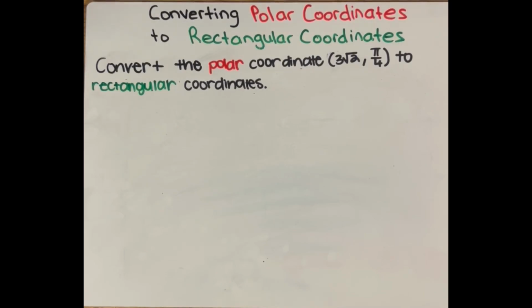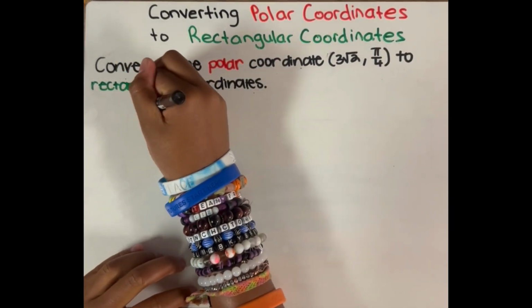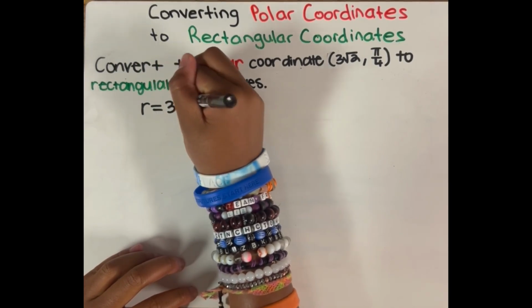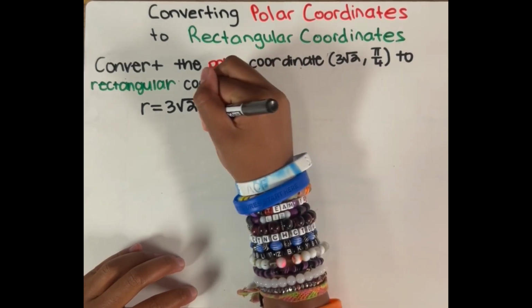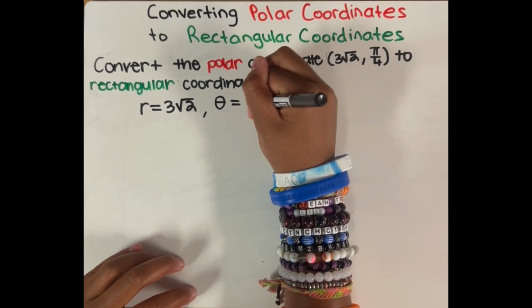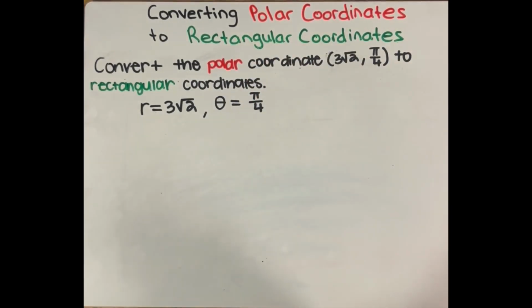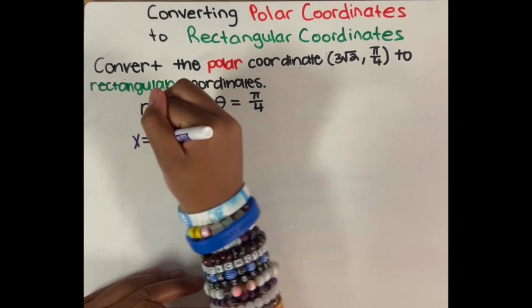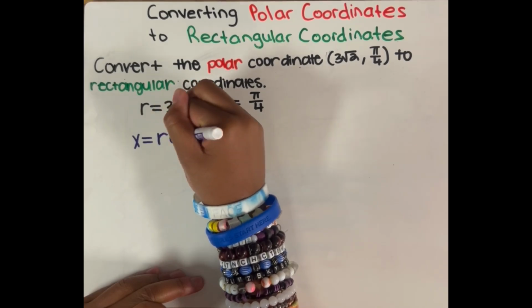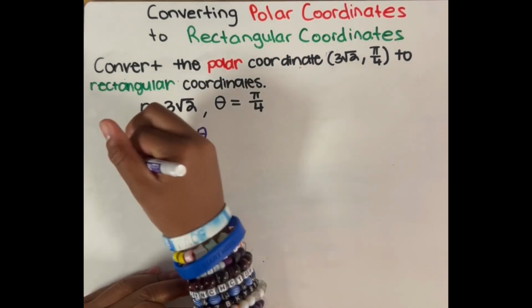Okay, so we're going to convert the polar coordinate 3 root 2, pi over 4, to rectangular coordinates. So first we're going to identify what we have. So r equals 3 root 2, and then theta equals pi over 4. So we're going to use the equation x equals r cosine theta to figure out our x coordinate, and then we plug in r for r and theta for theta.